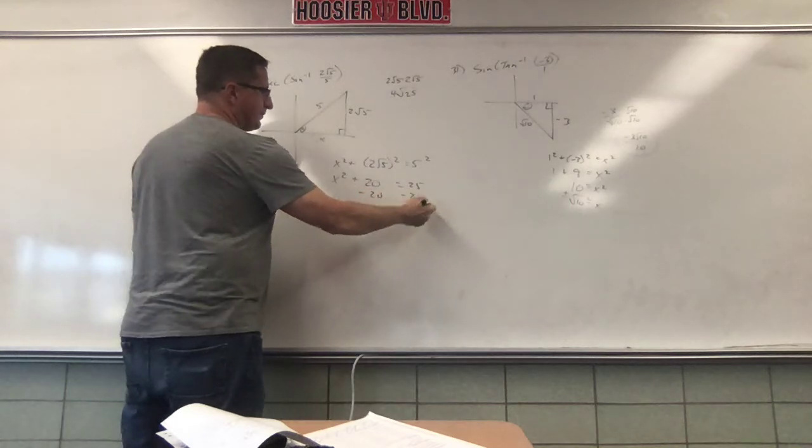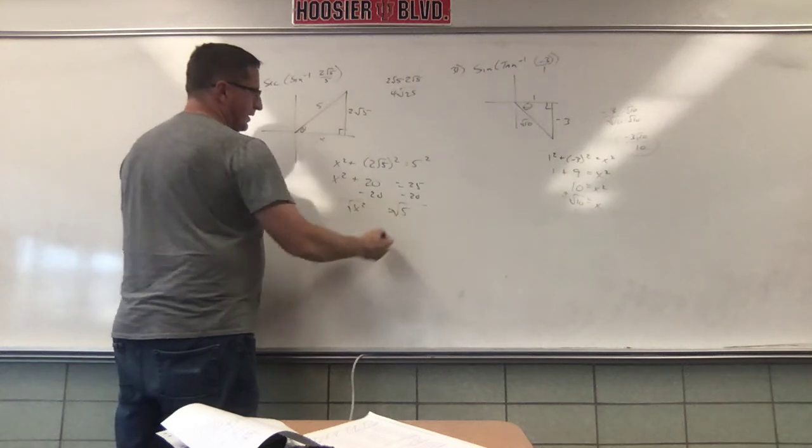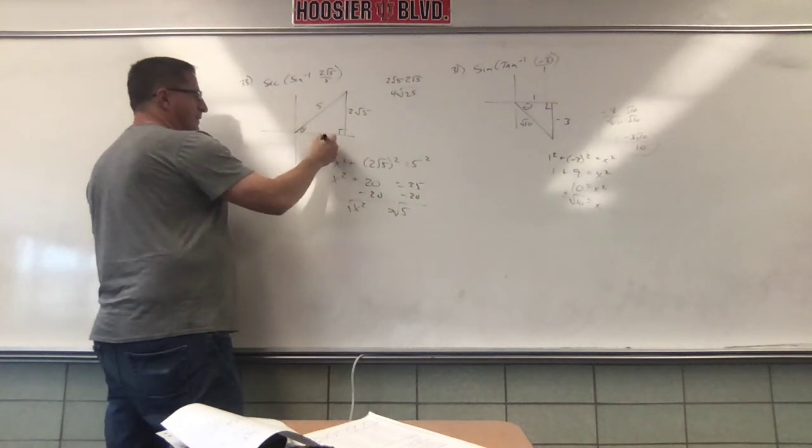Subtract 20 on each side. x squared is 25 minus 20, which is 5. Square root it. So we have radical 5, either plus or minus, but it's got to be plus because it's to the right.